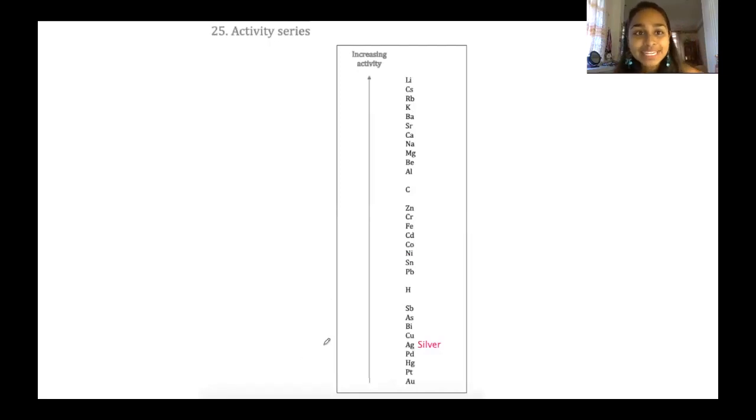What I'm looking at now is section 25, which is the activity series. What you'll notice is that hydrogen is also in this activity series that you've been given in your data booklet. Some metals, such as zinc and magnesium that we looked at earlier, are above hydrogen, and therefore these metals are more reactive than hydrogen. But there are other metals that are actually below hydrogen, so less reactive than hydrogen, and one example of which is silver.